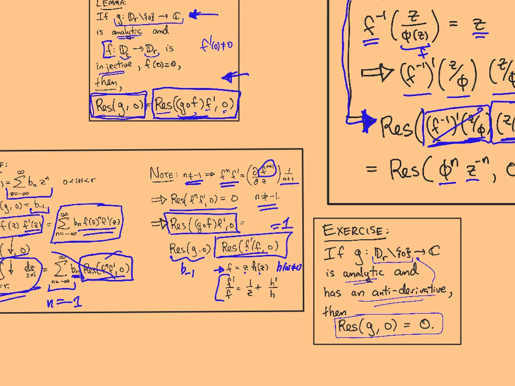you can expand this derivative into 1 over z plus h prime over h, and this part will be analytic at 0 because h is non-zero at 0. So the residue is the coefficient of 1 over z, which is 1. So this is just 1. So this residue equals this residue, and that's what we needed to prove the Lagrange inversion theorem.